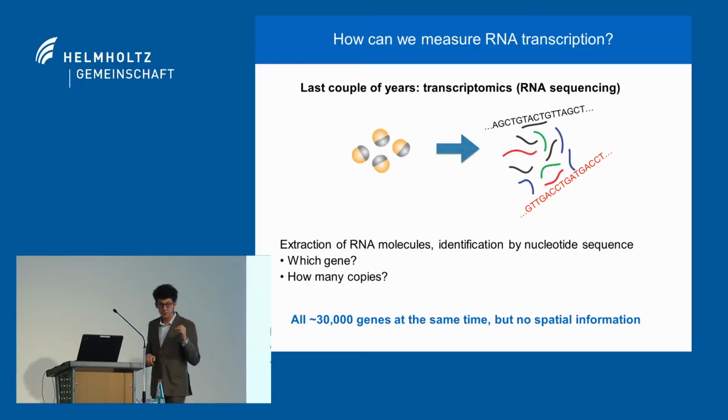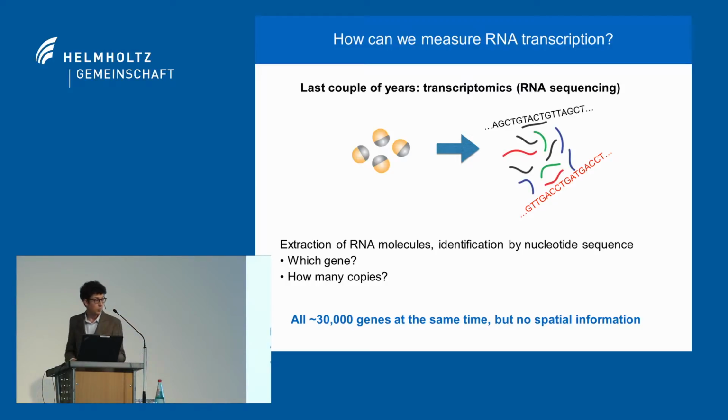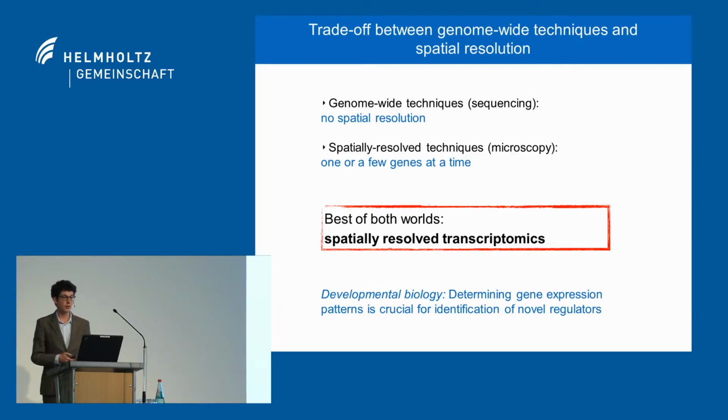So this sequence information for each molecule tells you which gene it is derived from, and you can also find how many copies you have. So this is very powerful because it gives you all the genes at the same time, but without any spatial information, because you do this in a test tube. So this brings us to a fundamental trade-off between genome-wide techniques and spatial resolution.